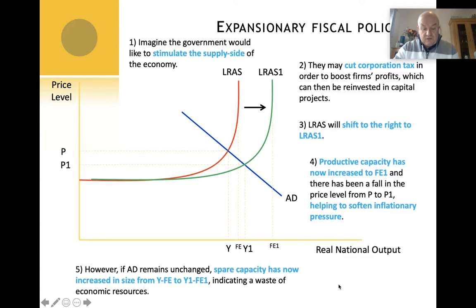But one thing we have to bear in mind is that if this basic principle happens and this area of the economy changes, so if our aggregate demand remains unchanged, well, the spare capacity that has been created by moving from Y to YFE to YFE1, Y1 and FE1, indicates that there is a significant waste of economic resources, because at the moment the demand isn't sufficient to satisfy the new level of supply. So again, it's about a delicate balancing act with any of these policies that the government is trying to introduce.